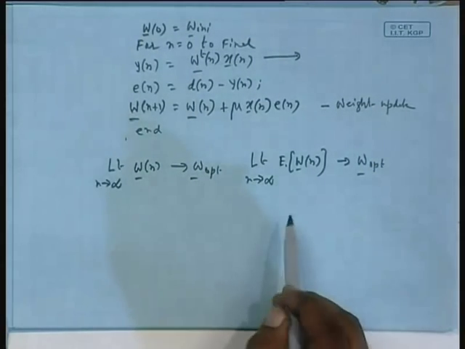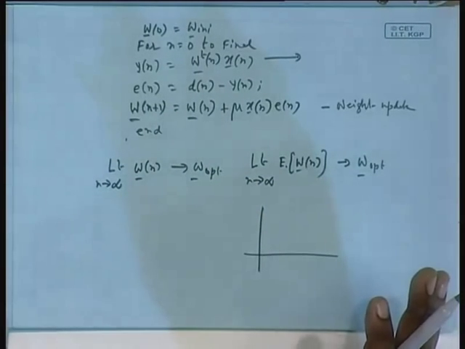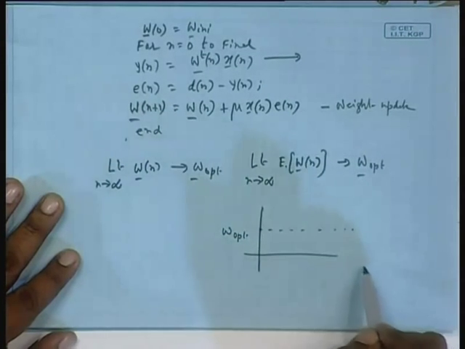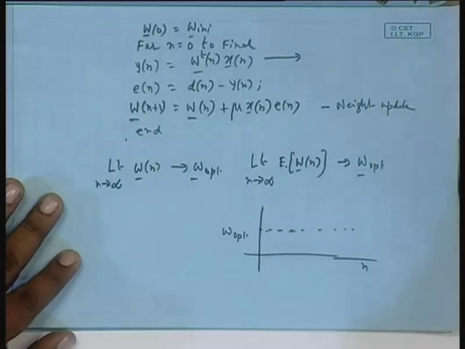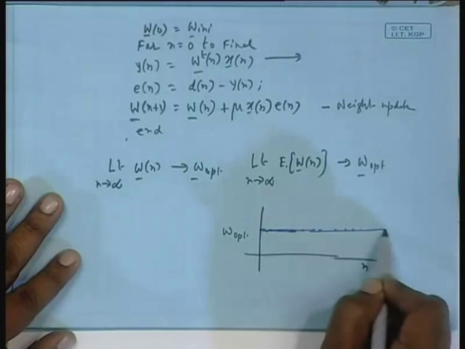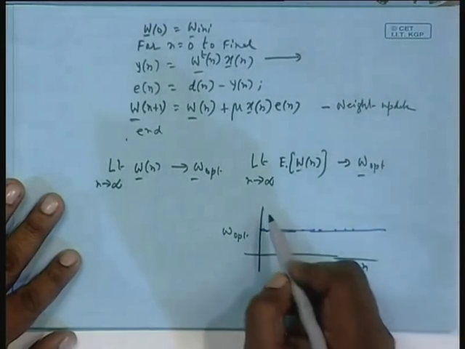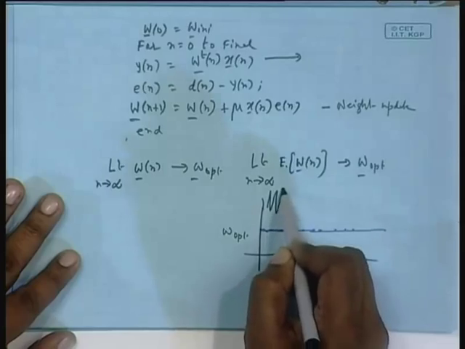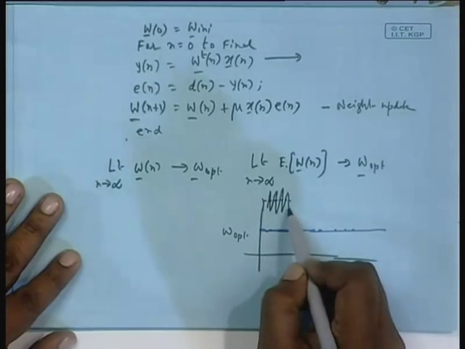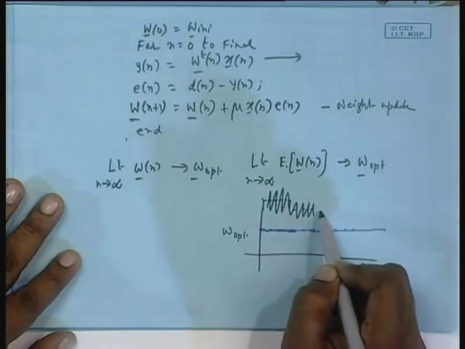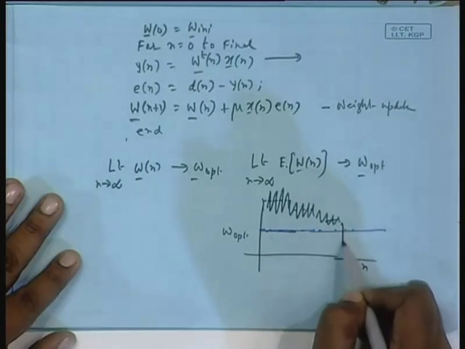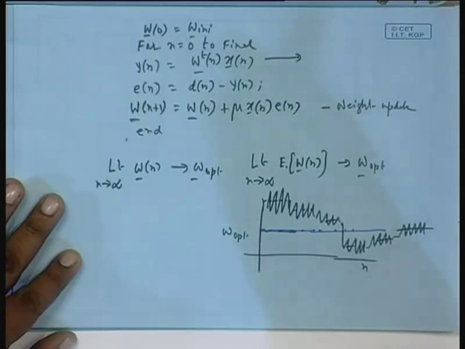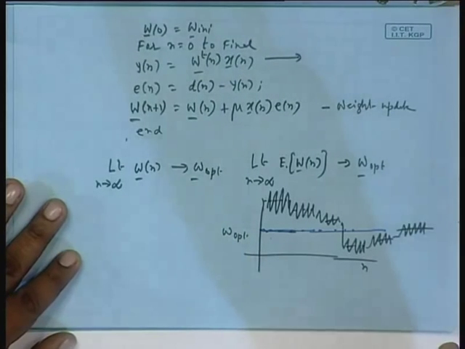That means, suppose you consider only a one tap filter to start with, and this is your W opt. This is time index n, and this is your W opt. Maybe this W n is a fluctuating thing, maybe it will be fluctuating like this here. So its mean is here, not on this. Maybe after a while it is fluctuating here, its mean is here. Maybe after a while it will be here, but finally it will be like this. Okay, this much we can prove.